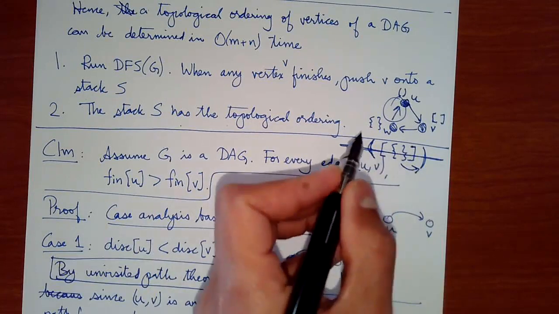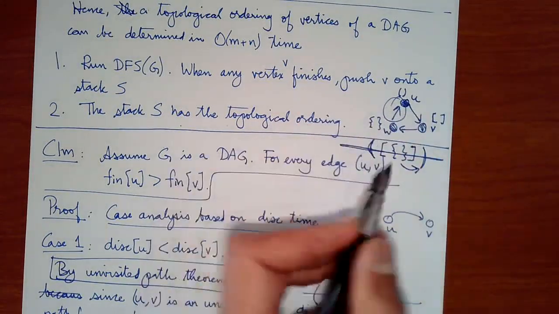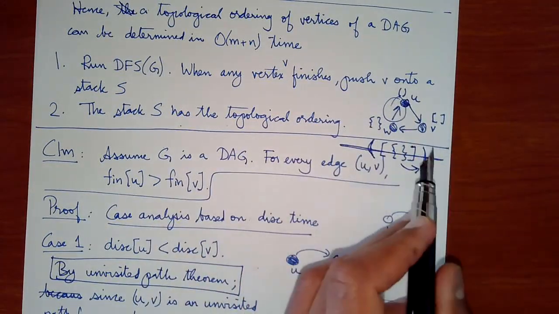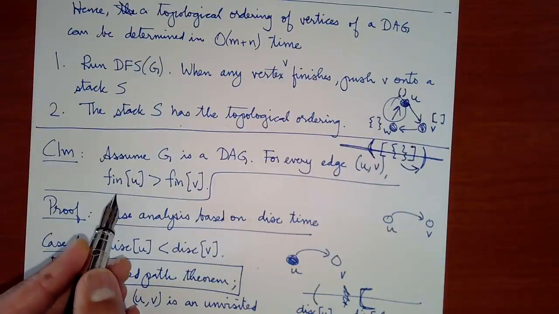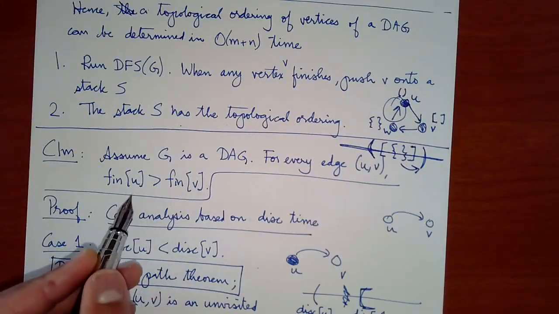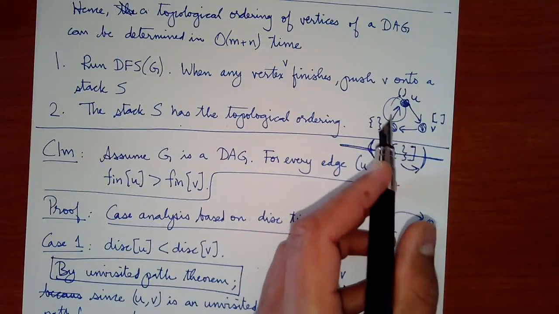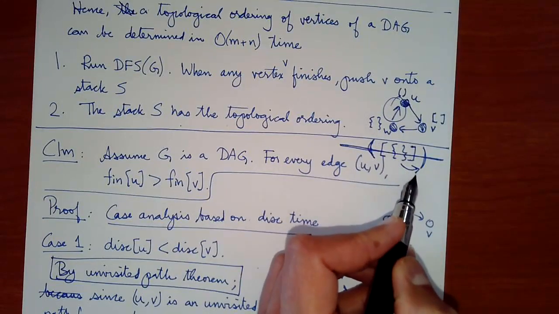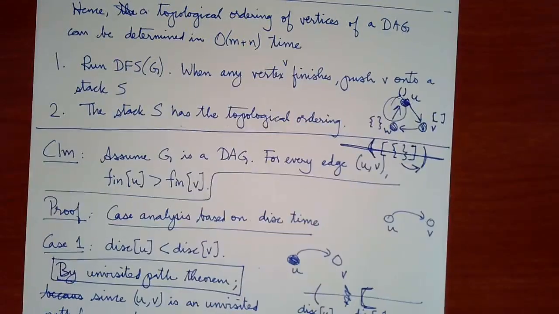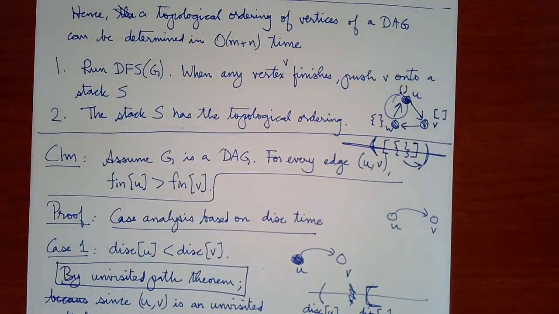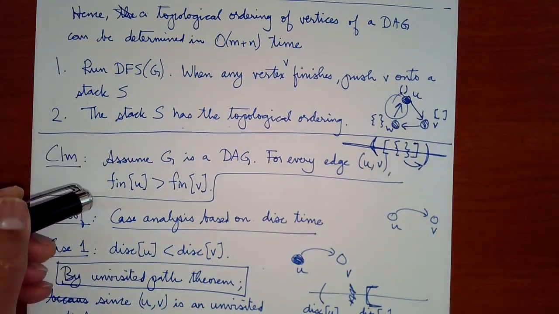So the parentheses theorem gives you this condition, but it does not imply that for any edge, the finish times have to satisfy a particular ordering. The WU edge is a counterexample. It is proving that the finish time of U would be greater than V, but for our claim, it's not valid because we are assuming that G is a DAG. Correct, exactly. So you need to use the fact that it's a DAG to prove this condition.